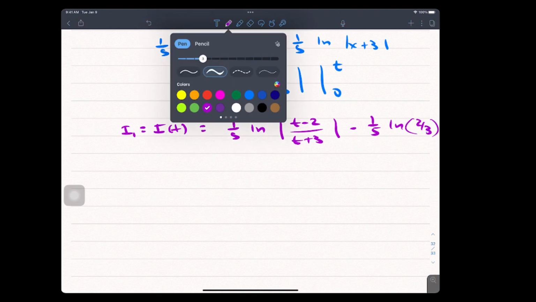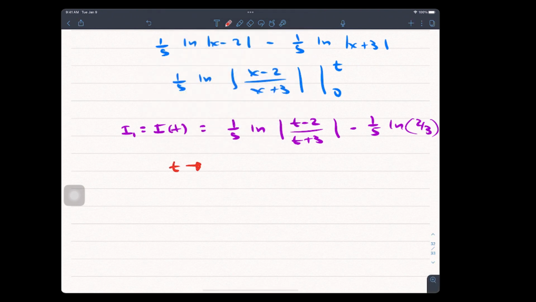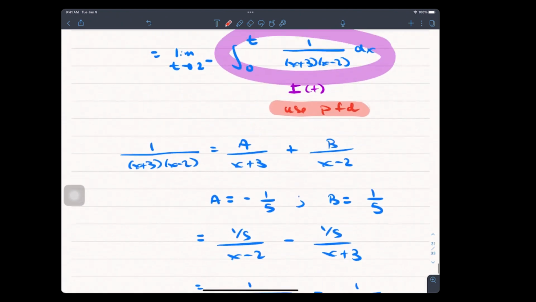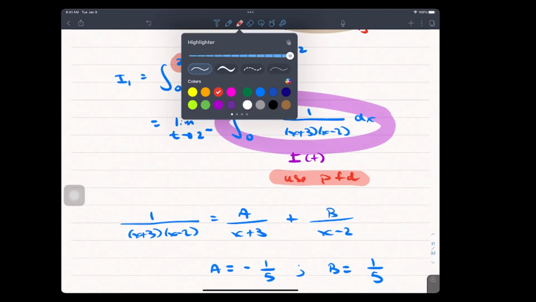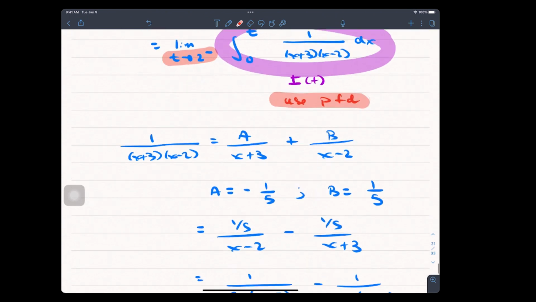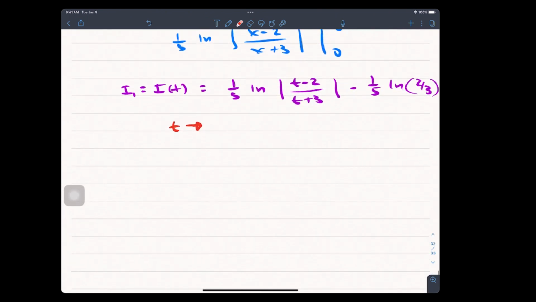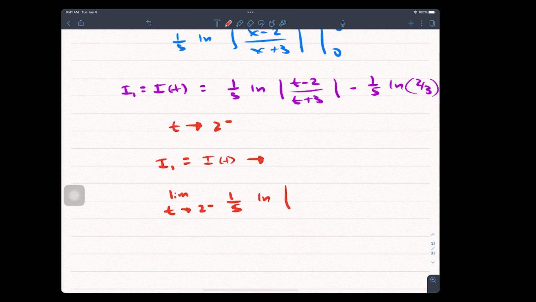And then you say, what am I supposed to do with this? Well, what is t supposed to go to? Remember this? T is supposed to go to what? Oh, here we go. 2 from the left. So t goes to 2 from the left. We need to know, what does that I1, which equals I2, where does that go to? That's really the limit. T goes to 2 from the left, 1/5 natural log t minus 2 over t plus 3 minus 1/5 natural log of 2/3.